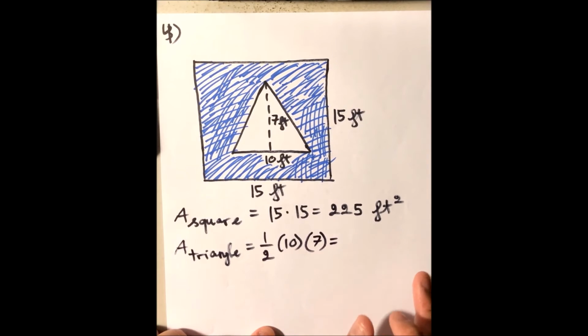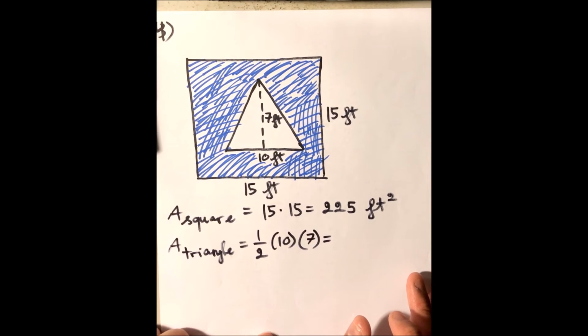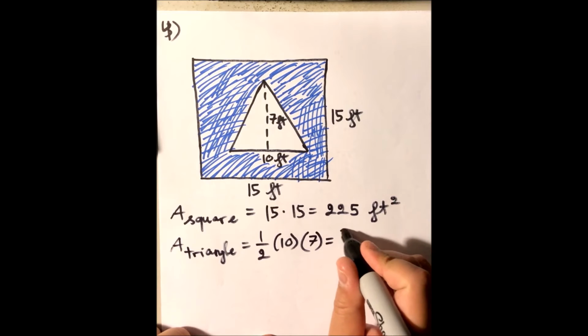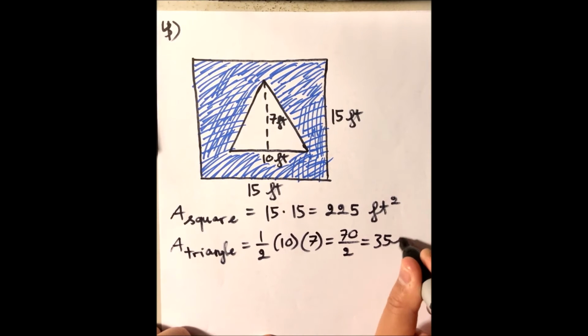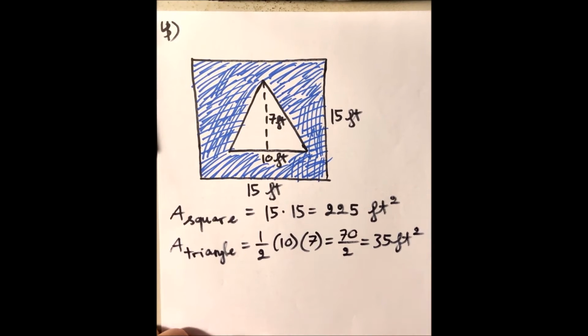Well, 10 times 7 is 70. 70 times 1/2 is going to be 70 over 2. But 70 divided by 2 is going to be 35. So we have 35 feet squared.